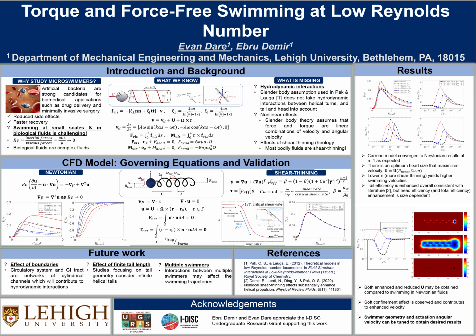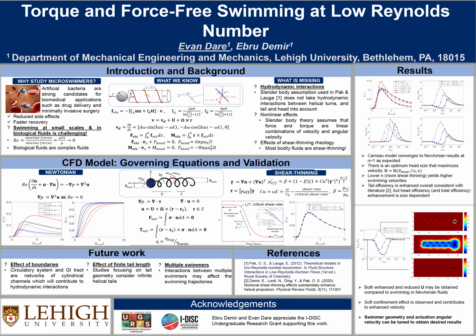To isolate the effect of shear-rate-dependent viscosity reduction on the swimming velocity, we solve for the velocity over a range of different Carreau numbers for 3 different head sizes, where an increase in Carreau number indicates a higher shear rate and consequently a lower viscosity fluid. We identified Carreau number ranges and head sizes that result in enhanced or reduced swimming velocities, which indicates that designing a swimmer tuned for a desired swimming performance is possible.